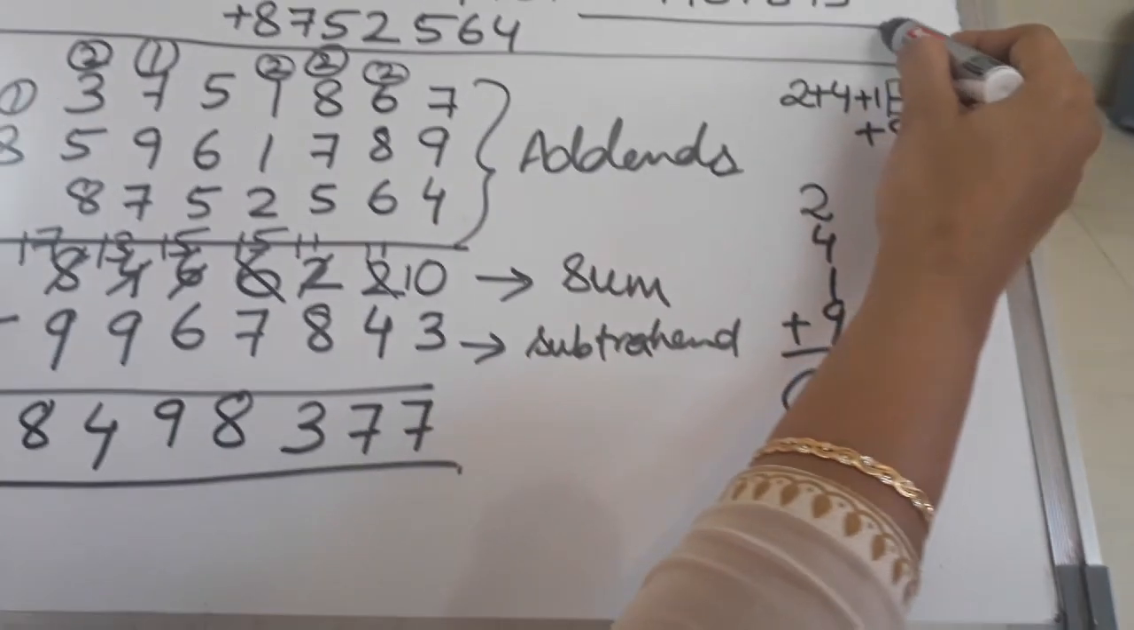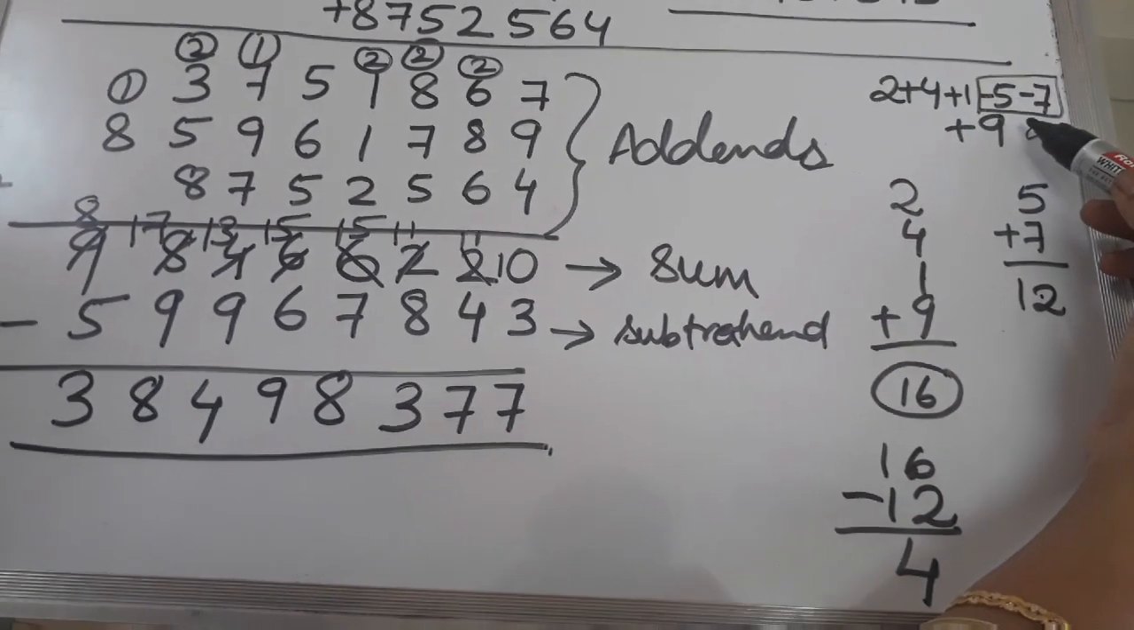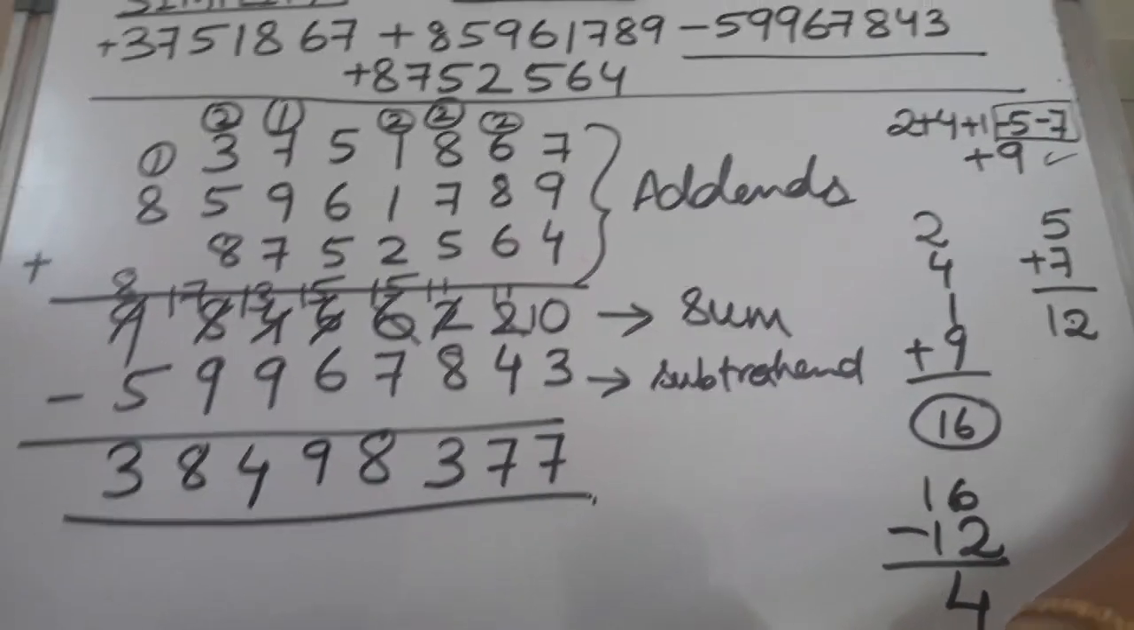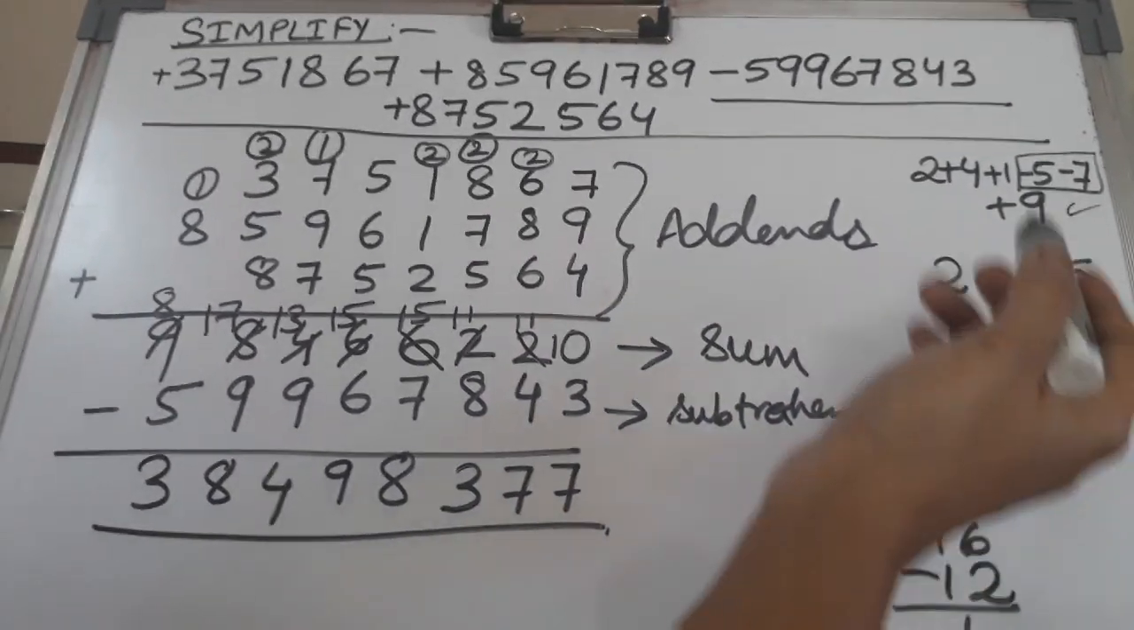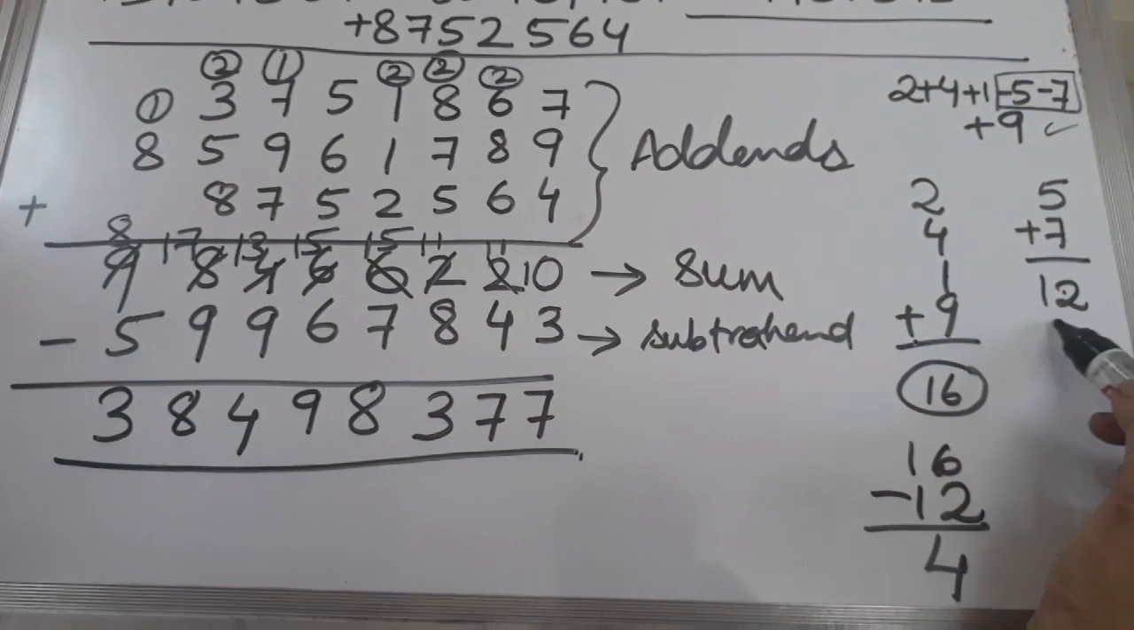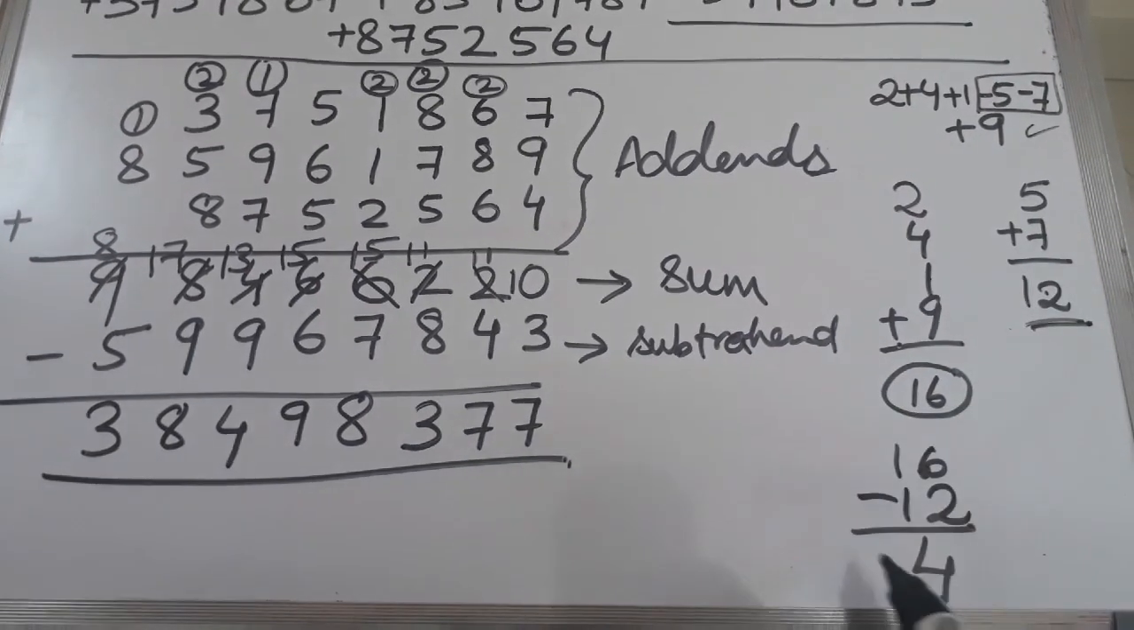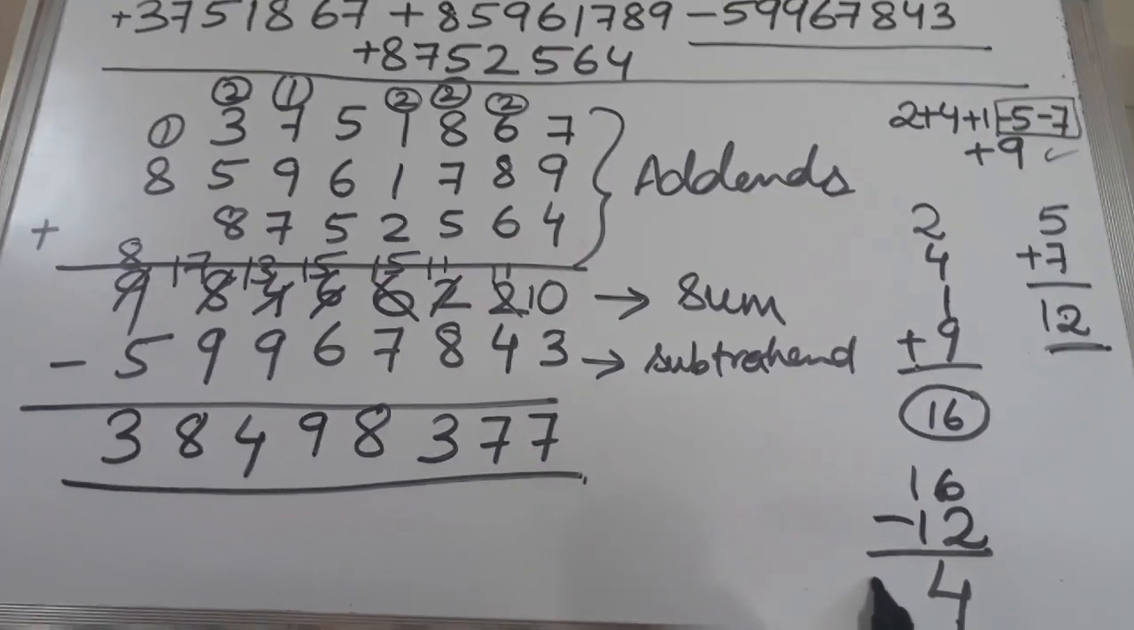Here only one number was there for subtraction. If we have two or more values for subtraction, first we will add all the numbers, then the subtraction values also we will first add and take a final subtraction value, then we subtract it from the sum.